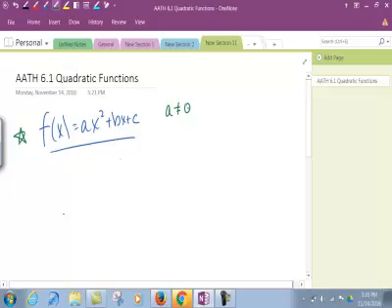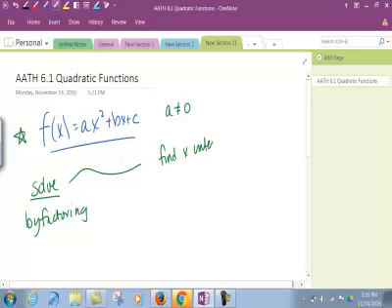All right, so today specifically we're going to solve quadratic functions, and we're going to use factoring as our method. It's not the only method, but it's the one we're going to focus on today. So just to make sure you understand, when I say solve, I'm saying find the x-intercepts.